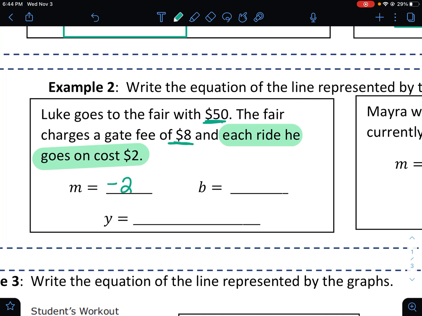Now, he's going to the fair with $50, but to enter the fair, he has a one-time fee of $8. So he started with 50. He subtracted his one-time fee to get in, and 50 minus 8 is 42. So we are starting with $42 once we are going to ride rides. So our equation would be y equals a negative 2x plus 42.